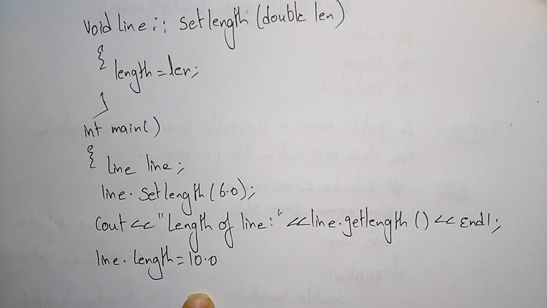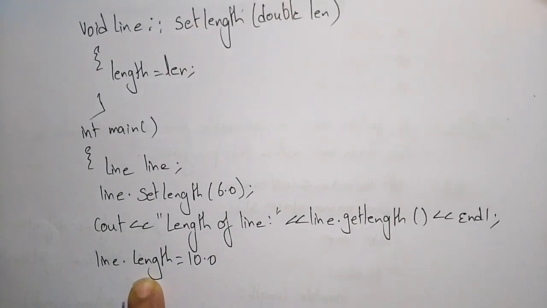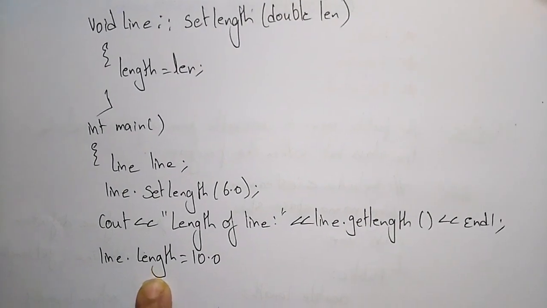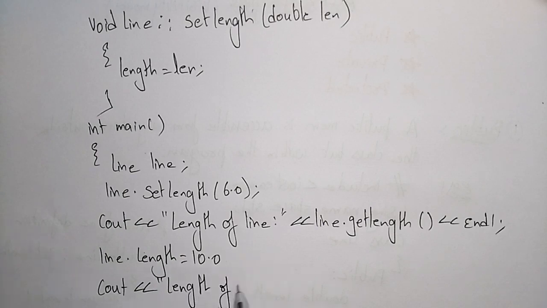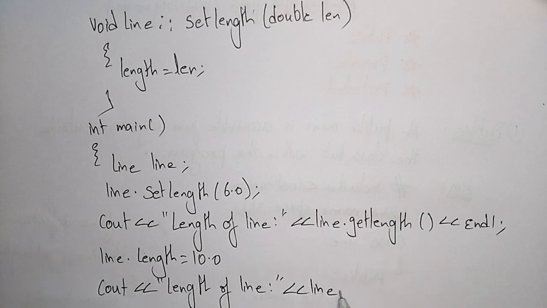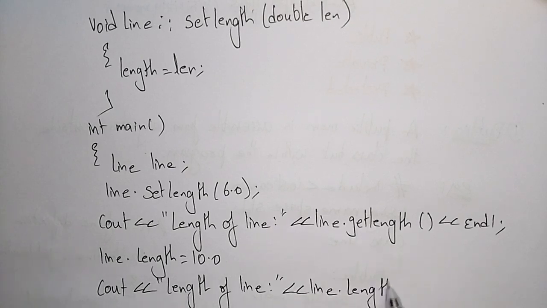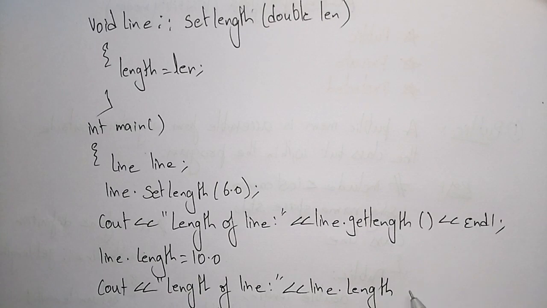Because length is public, which I already declared. So length is a public. So without writing a member function, directly I am calling line, which is an object, and dot length is equal to 10.0. Cout. Now print this, length of line, line dot just simply length, and endl.